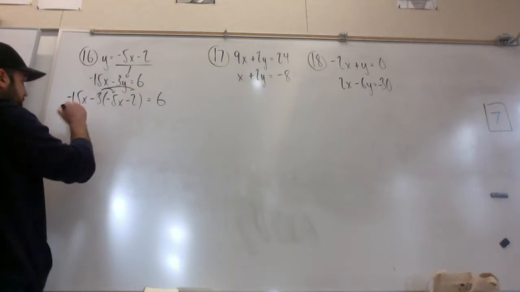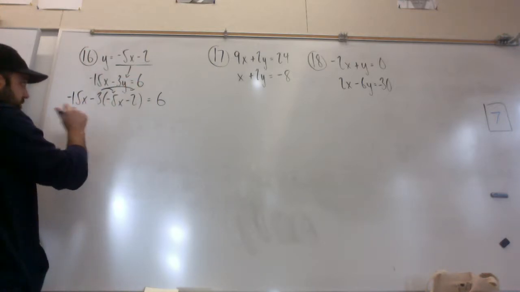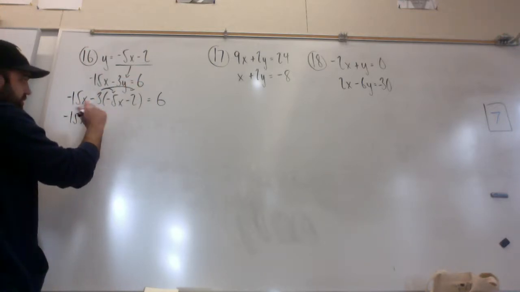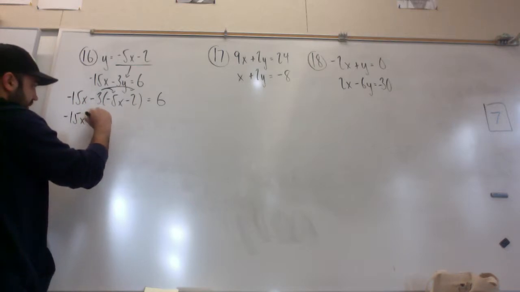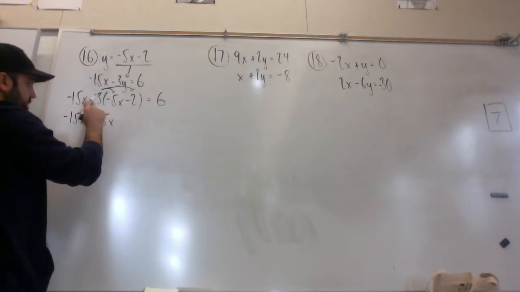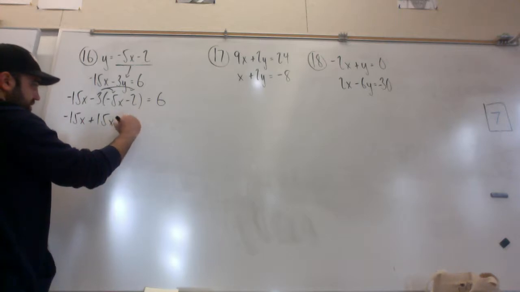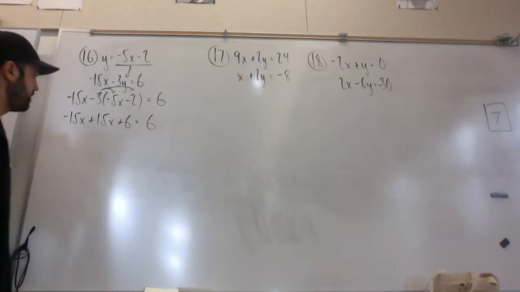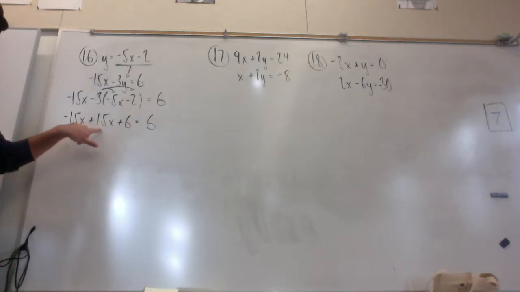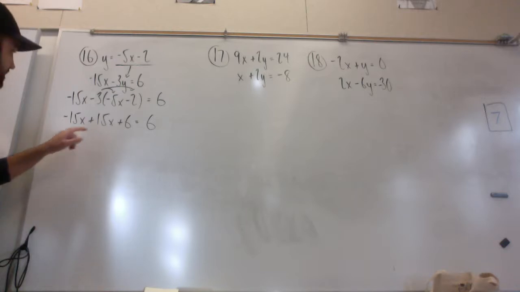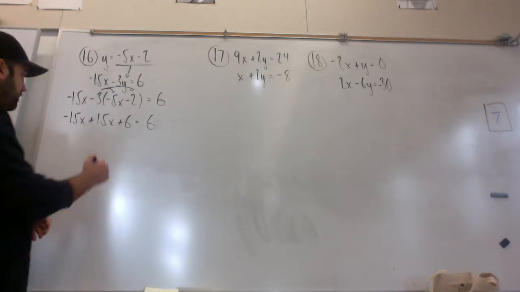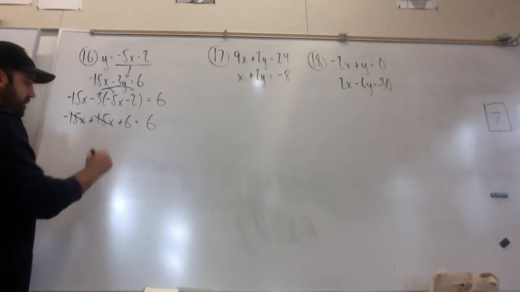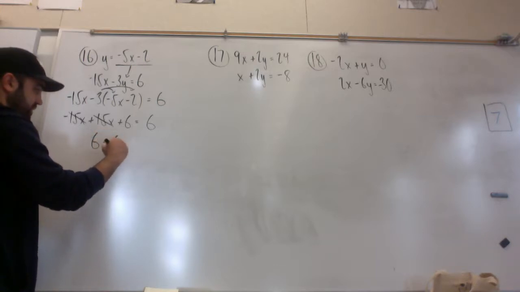Now, as with any equation, if you see you need to do the distributive property anywhere, do it. So we get negative 15x, negative 3 times negative 5 is positive 15x, negative 3 times negative 2 is positive 6. So here we need to combine these like terms, negative 15x, positive 15x. Well, they cancel out to make 0, so these both go away. So what we're left with is 6 equals 6.